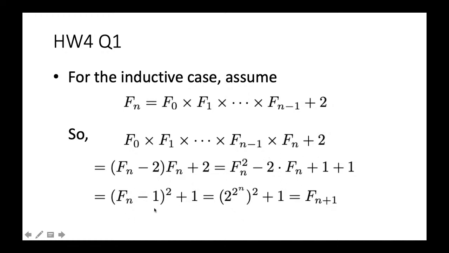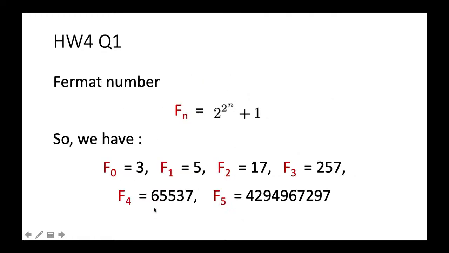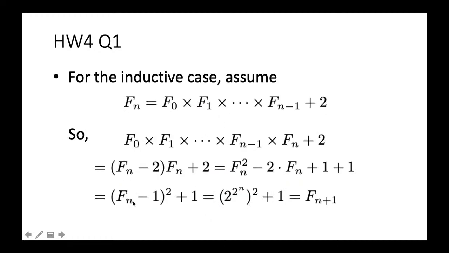Now, what is f of n minus 1? By definition, f of n is like this. So f of n minus 1 is 2 to the power 2 to the power n. So we can replace this part by the square of 2 to the power 2 to the power n, plus 1. The square of it is equal to 2 to the power 2 to the power n plus 2 to the power n in the index. There are 2 times, right? And then it is actually 2 to the power 2 to the power n plus 1, plus 1. And this is f of n plus 1.